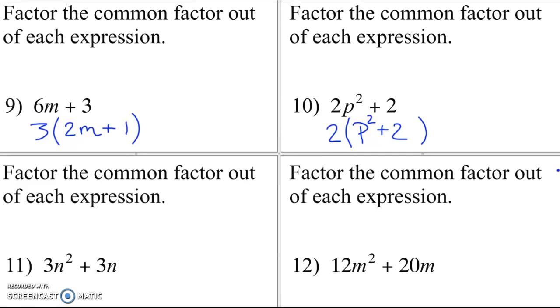How do you check it? How would you check it? Just distribute. 3 times 2m is 6m. 3 times 1 is 3. You're adding them. Is that what we started with? Yep, yep. Okay.